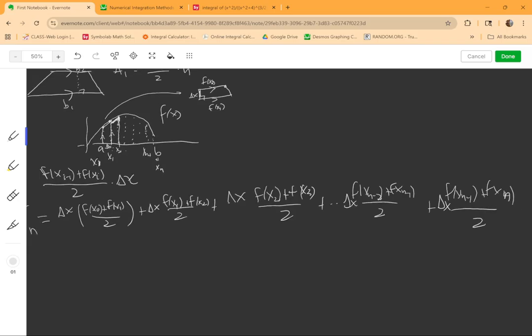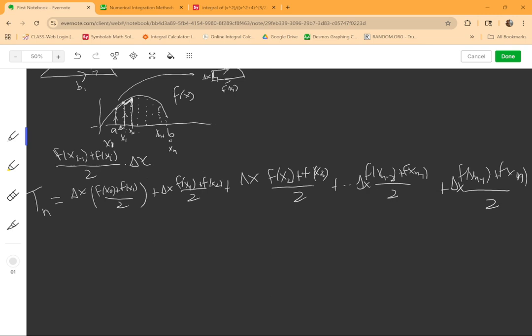And what we have here is, first of all, to write it a little bit more compact, I see that they all have a delta x in common and they're all divided by 2. So I can factor that out. And one thing that we notice is that each one of these function values shows up twice.